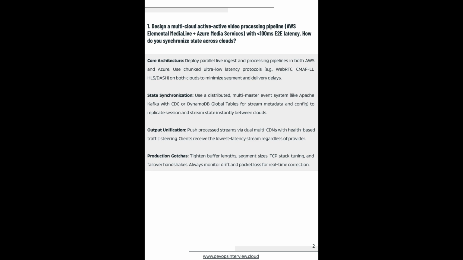Okay, let's hear the details on those gotchas. Right. First, network jitter and packet loss. Even tiny inconsistencies in packet arrival times or lost packets between the clouds or out to the CDN can cause visible glitches or add latency.